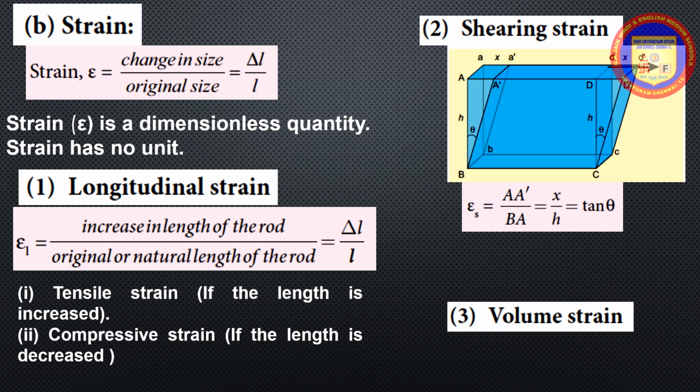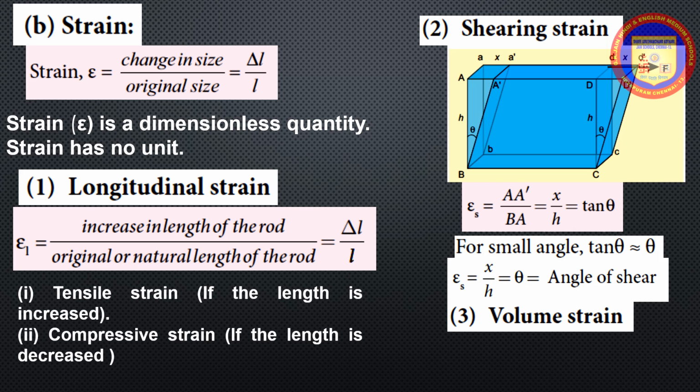Now, as we all know, tan theta is opposite by adjacent. So we can write it as X by H. As theta is very small, tan theta can be taken as theta. So we have epsilon S is equal to X by H, which is equal to theta. So you will get the theta value, the angle of shear.